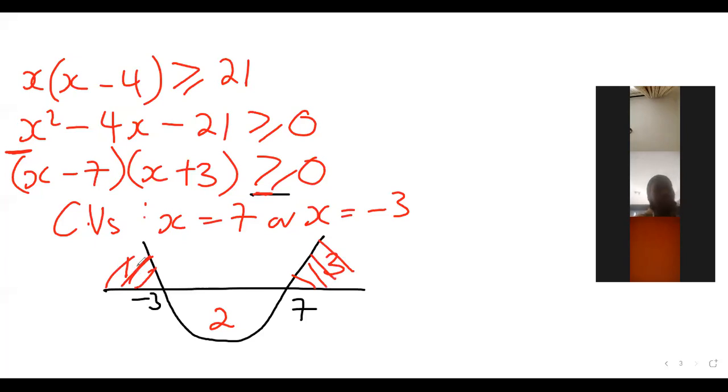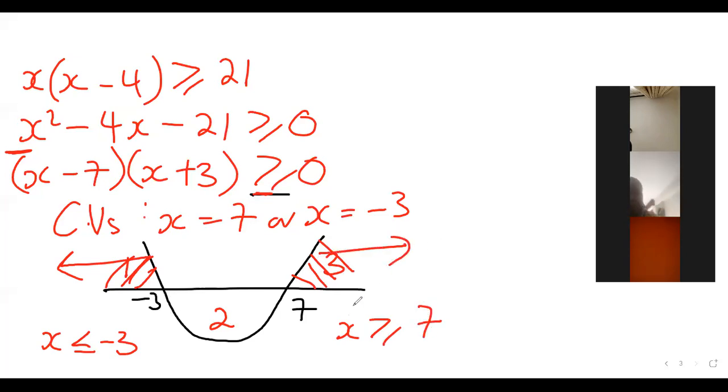What I simply need to do is describe the regions. Region 1 is where x is less than or equal to -3, I'm going that side. Region 3 is where x is greater than or equal to 7, I'm going that side. So that's how you simply attempt that.